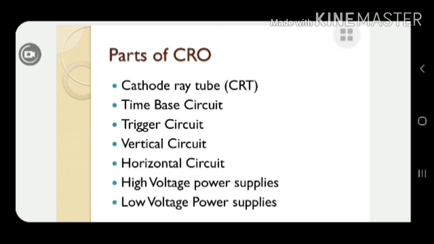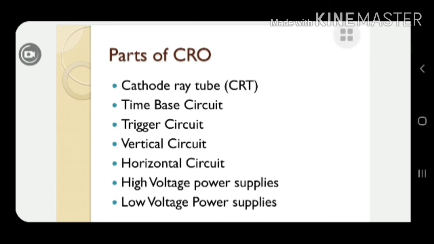So the time-based circuit is a very important part because by making use of it you can display the image on the screen. Then we have a trigger circuit, which is an electronic circuit used to produce a trigger pulse, and it is basically used for synchronization.